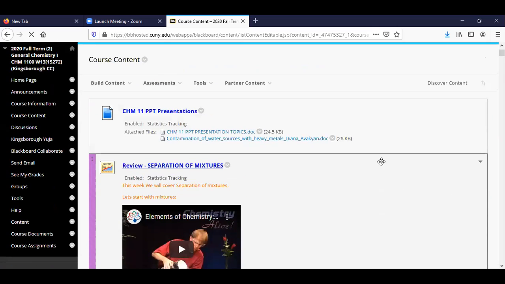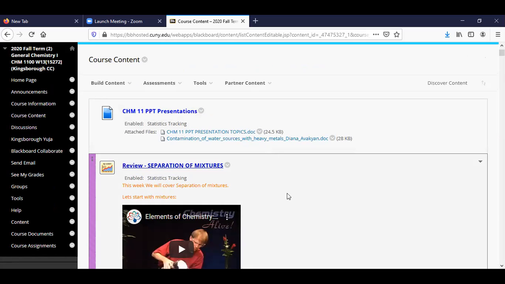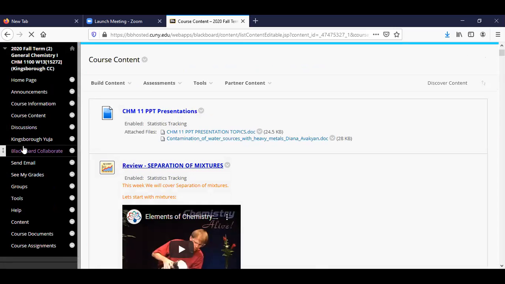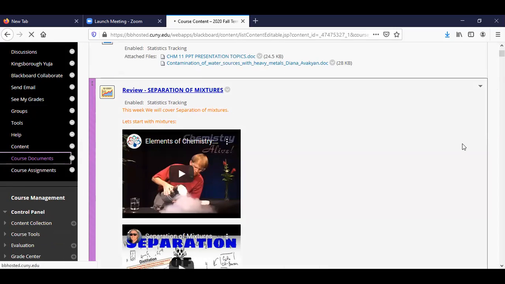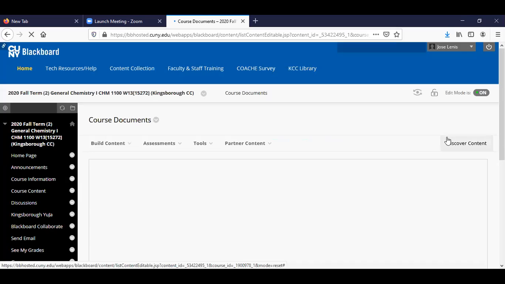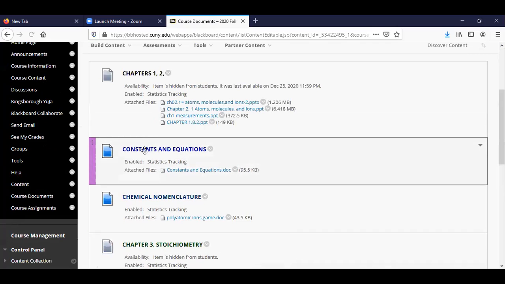And then on course content, you have all chapters there. And also in course documents, you may find extra material, like, for example, the PowerPoint presentations, some homeworks. You can find it there. You see here, constant and equations. I recommend you print this out. Are you seeing this one, constant and equations, everyone?